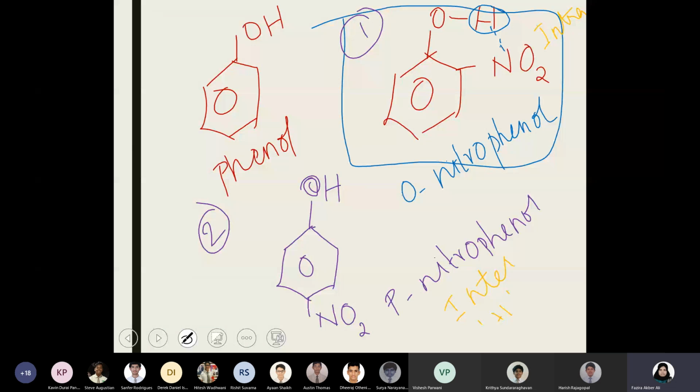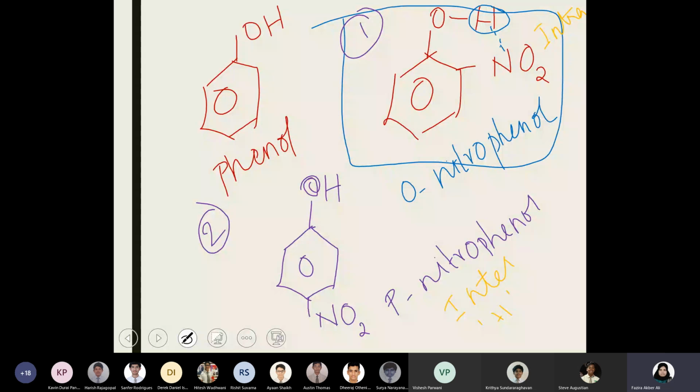Or do you want me to explain? Can you repeat that once more? Yeah. The question was how, even though both of them have the same molecular formula and the same functional groups, everything is the same. The only difference is the position of NO2 in both compounds, right? But still, even though their molecular formula and molar mass are the same, the physical property like boiling point differs. If you have a mixture of orthonitrophenol and paranitrophenol, they will get separated because of the difference in the boiling point.